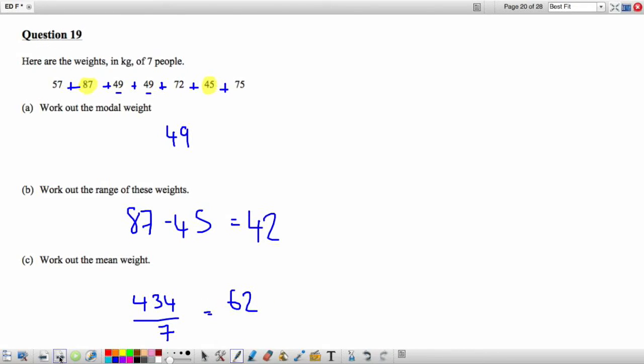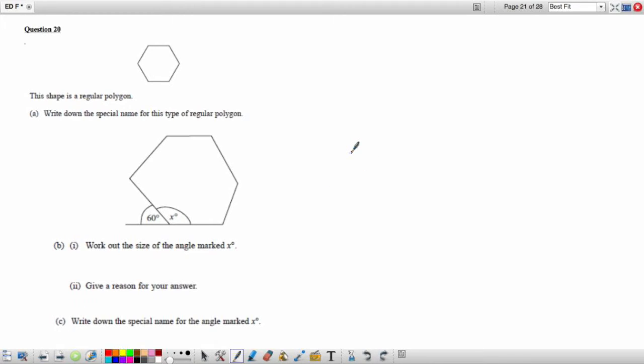Question 20. The shape is a regular polygon. Write down the special name for this type of regular polygon. Here we have 1, 2, 3, 4, 5, 6 sides, therefore we have a hexagon. We're asked to work out the size of the angle marked Y. Well, here we have a straight line. Angles on a straight line add up to 180, therefore the angle marked Y is 120.